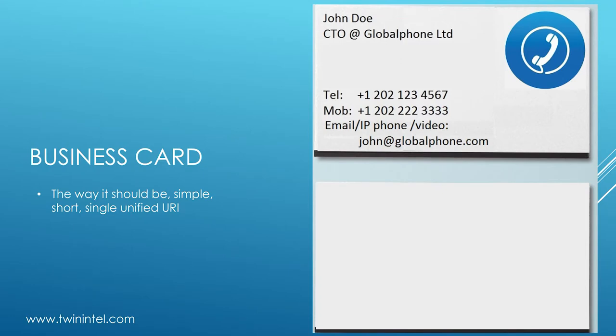So what do you really want to see? A business card like this, with one or two addresses, like your email, IP phone, video, whatever you have, just one single address. Call me or send me an email with that address, and my mobile is this or that. So how are we going to do that? How are we going to get rid of all those junk addresses and unify everything to one single address?